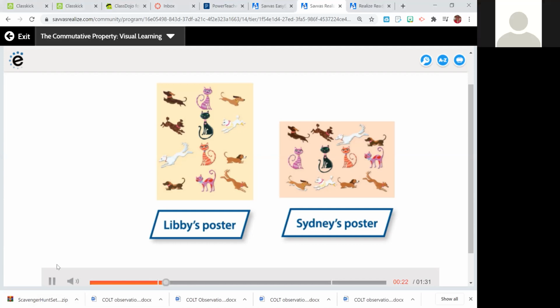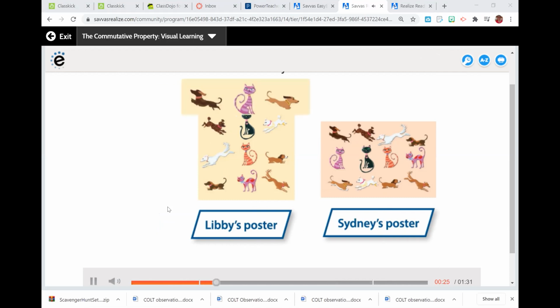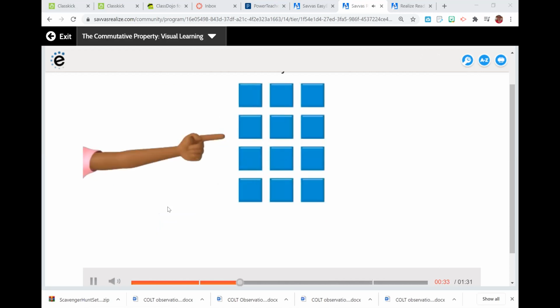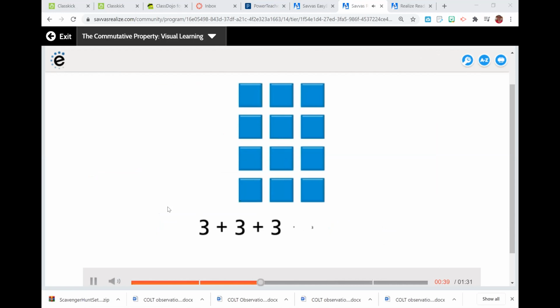You can multiply to find out. On Libby's poster, there are 4 rows with 3 stickers in each row. There are 2 ways to write this. Remember, an array shows objects in equal rows. 3 plus 3 plus 3 plus 3 equals 12. And 4 times 3 equals 12.